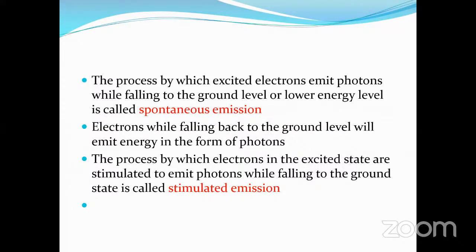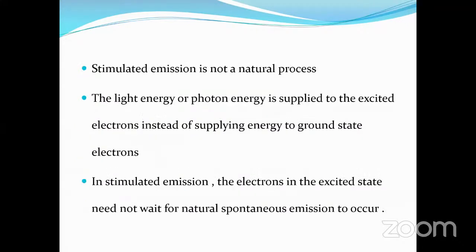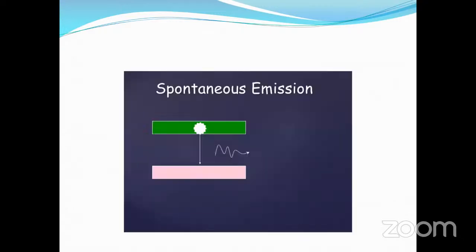The process by which electrons in the excited state are stimulated to emit photons while falling into the ground state is called stimulated emission. Stimulated emission is not a natural process. The light energy or photon energy is supplied to the excited electrons instead of supplying energy to the ground state electrons. So there is a difference. In stimulated emission, the electrons in the excited state need not wait for natural spontaneous emission to occur. In spontaneous emission, the electrons at the higher levels come back on their own, while in stimulated emission, you're actually forcing the electron to emit light and come to ground zero.